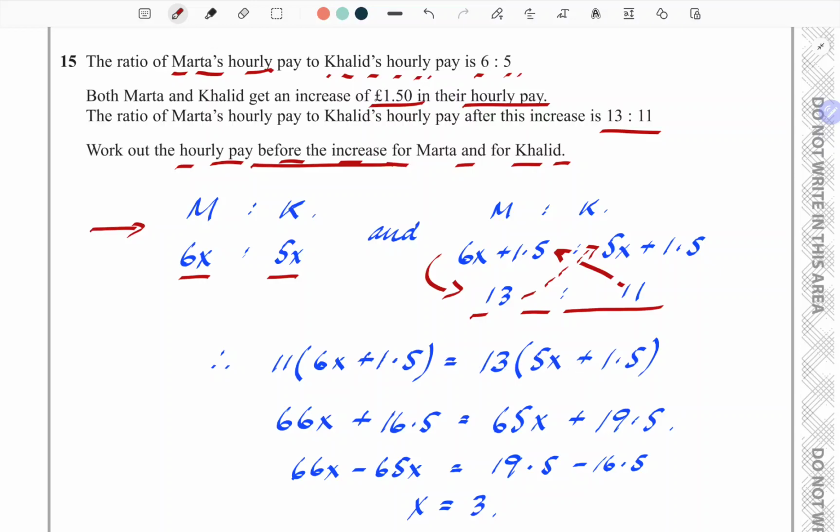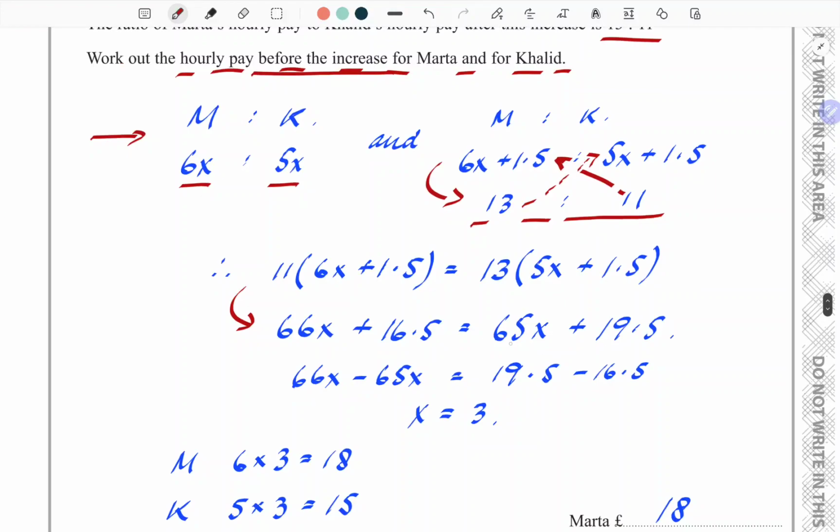All right, so expanding that out, you've got 66x plus 16.5, and that equals 65x plus 19.5. Okay, I want to put all the x's on the left-hand side and all the other numbers on the right-hand side, all right? So when we rearrange that, you get 66x minus 65x equals 19.5 minus 16.5, all right? So x equals 3, all right?